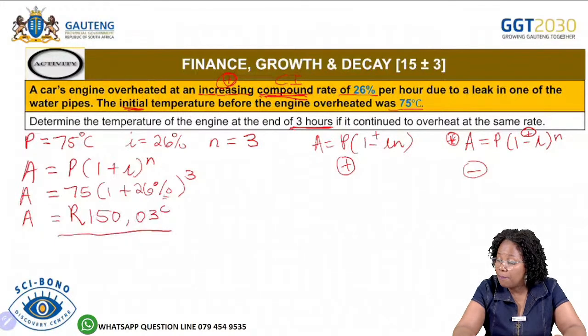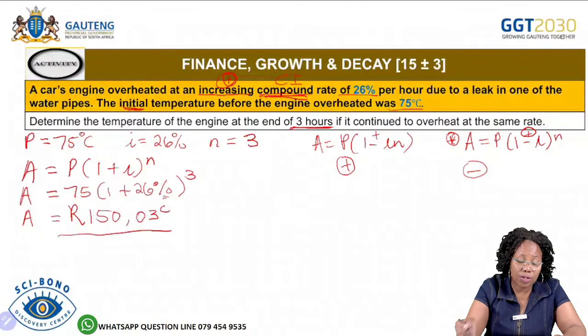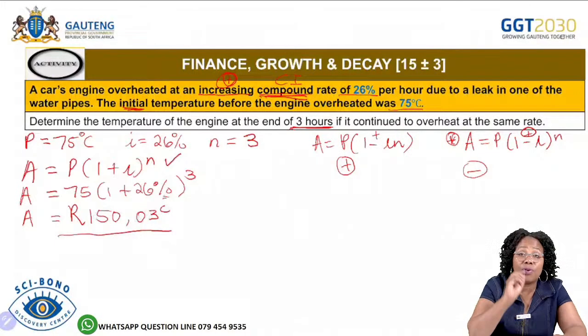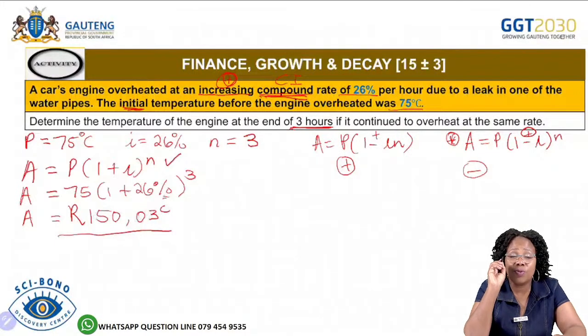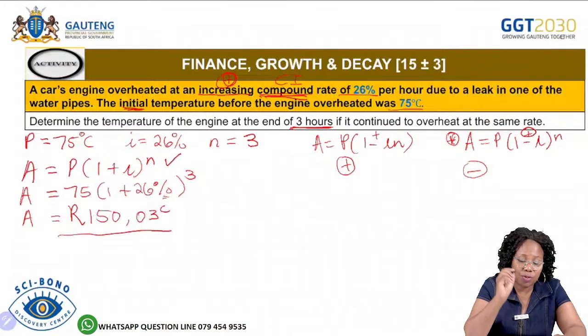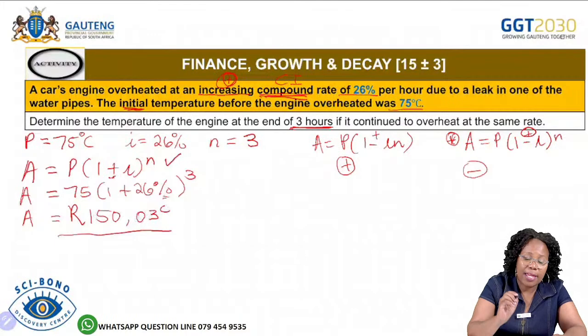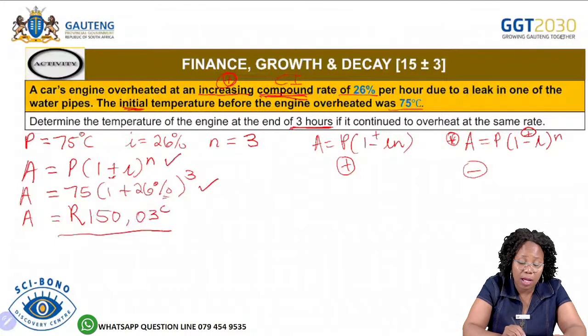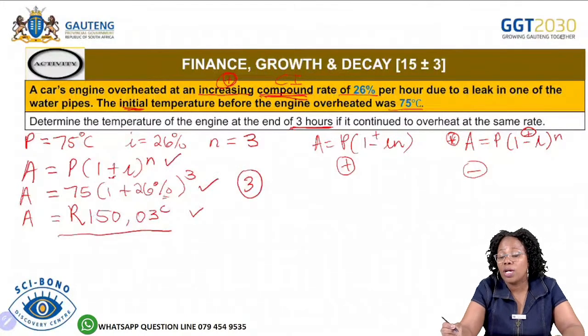And then therefore the mark allocation for this one, it will be 1 for the correct formula, that you know that you are dealing with compound and you have selected the correct compound interest with the plus sign here. And then the second mark will be substitution into the correct formula, and the third one will be for your answer. So that question, it worth 3 marks.